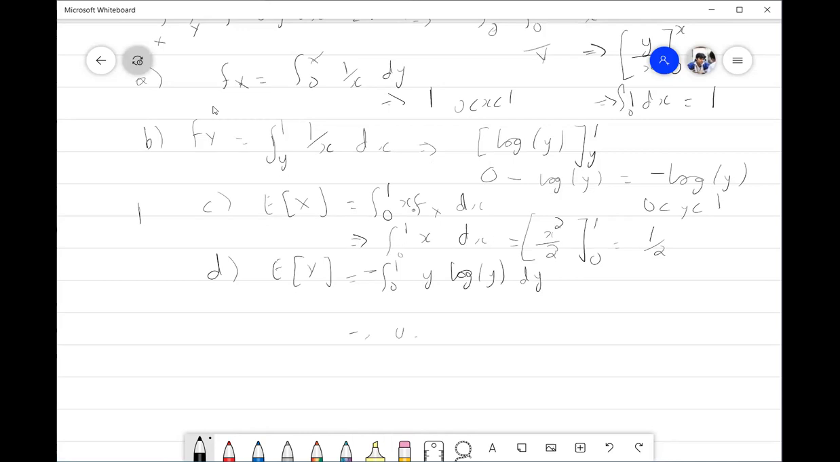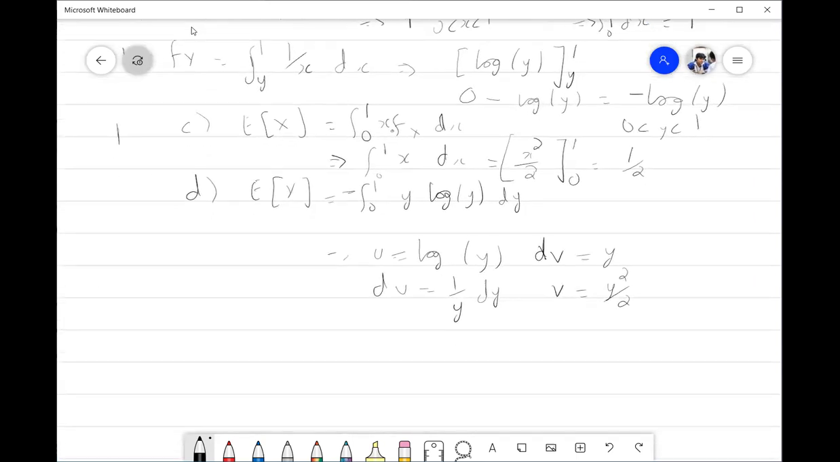Everyone has their own methods for integration by parts, but I know u is log y, du is 1 upon y dy. I'm going to denote dv. Some people use v and then take the integral. I prefer dv equals y, so that implies v should be equal to y square upon 2. Now, by integration by parts, I can just directly input this in the equation, and that will be log y into y square upon 2 with the limits 0 to 1 minus the integral I still have to find out, y square upon 2 into 1 upon y.